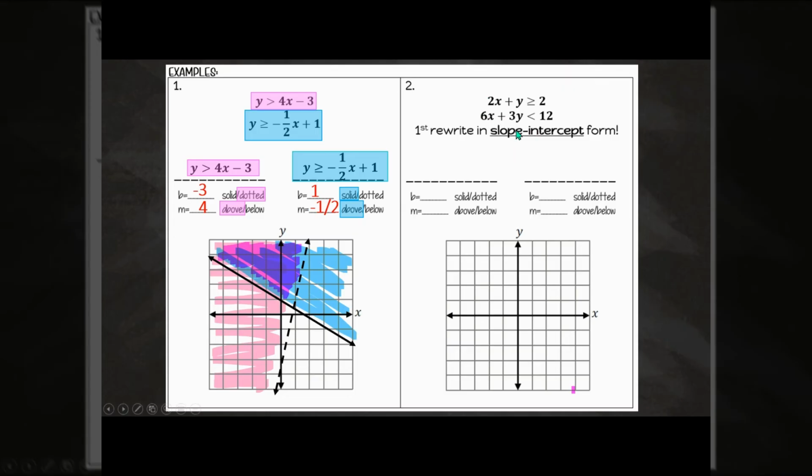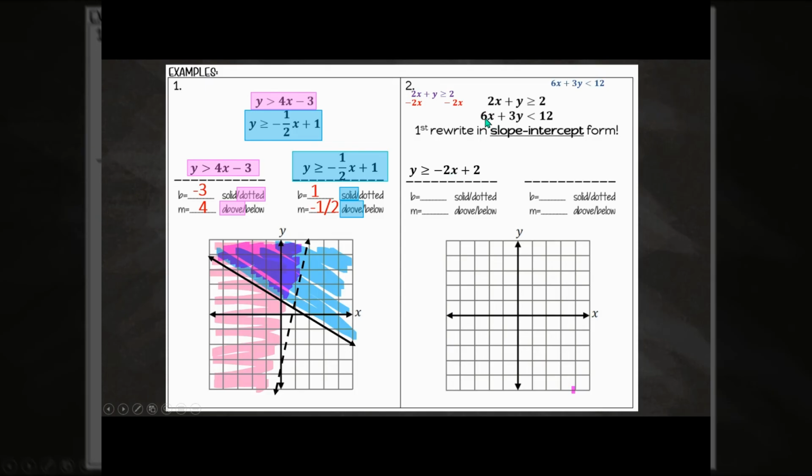Okay, in this last example, example 2, we actually need to take these two equations and rewrite them into slope-intercept form so that we can graph them and then know where to shade. So this first equation, 2x plus y is greater than or equal to 2. This one's really easy to rewrite into slope-intercept form because all I have to do is subtract 2x from both sides. And when I subtract 2x from both sides, the y will then be by itself. So I get y is greater than or equal to negative 2x plus 2.